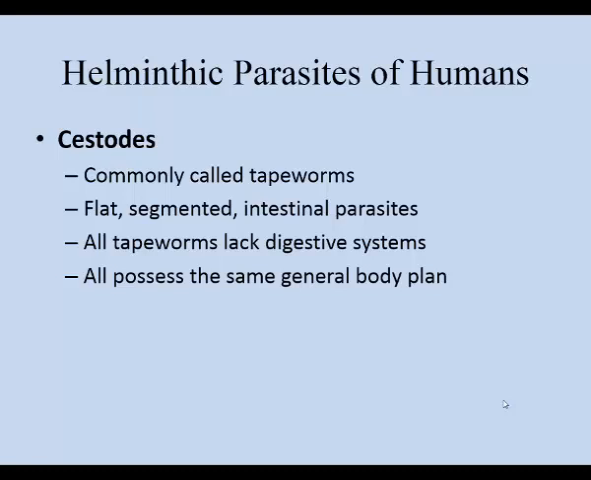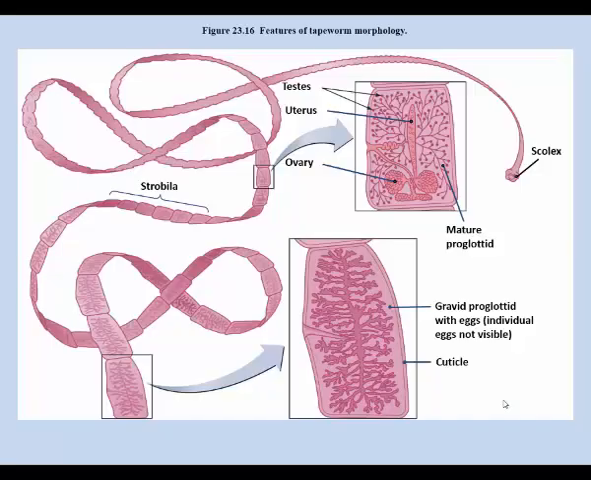And these are flat, segmented intestinal parasites. All tapeworms also lack a digestive system, and they possess a very similar general body plan, as we can see here. They are hermaphroditic. They have both testes and ovaries. They are able to reproduce with themselves potentially, or with other parts of the tapeworm. And while you might see just one huge tapeworm here, if you were to break it apart, it's actually able to separate into multiple tapeworms. And each section can continue to be a separate organism.